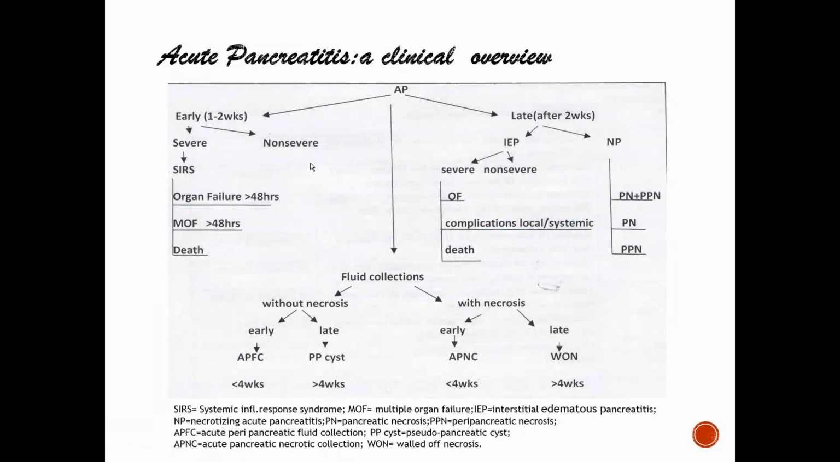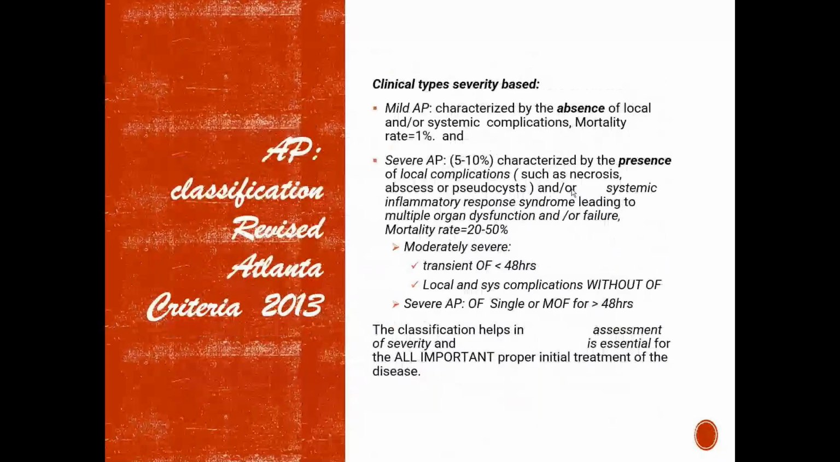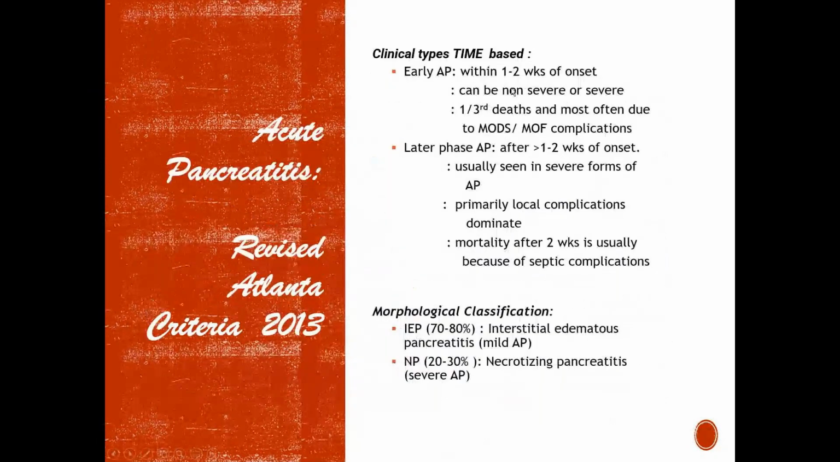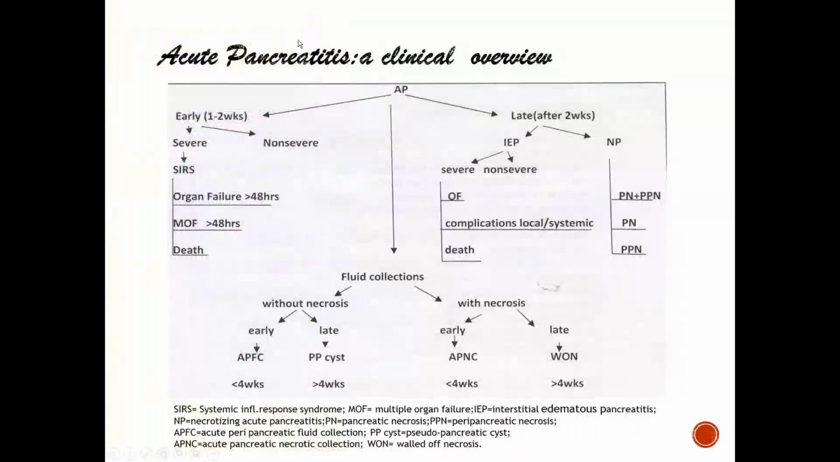Coming to the second group, that is late after the second week, I have two types. One is the interstitial edematous type and the other is the necrotizing type. So see, there is a clubbing of the morphological classification along with the severity and the time. See, all the three that we just now talked about. We talked about severity, we talked about time, and we talked about morphological. All three have been taken into account out here.